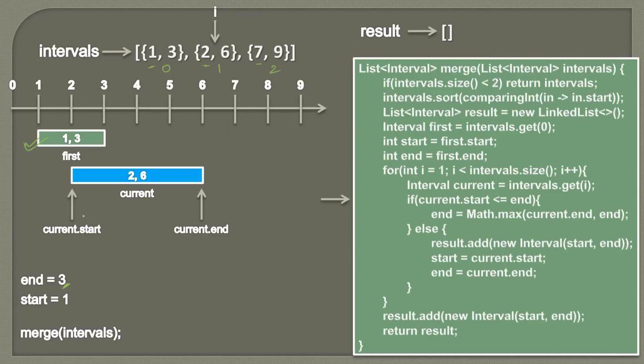So here you can see the value of end is 3, and current.start is 2. So this is the start for current. It is less than end. So it means that there are overlapping intervals. And if you see via this example, 1, 3 is actually overlapping with 2, 6. So this condition comes out to be true, which means we have to merge these two intervals now.